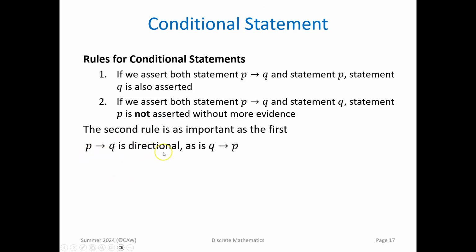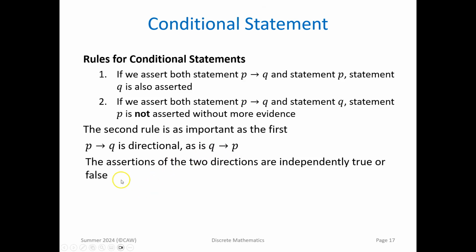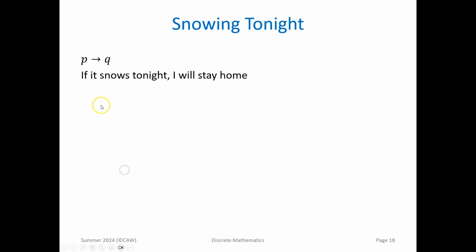P then Q is directional, and so is Q then P. If we turn it around, there should be the possibility for a difference in interpretation. The assertions of the two directions should be independently true or false. They should not dictate to each other. Let's look at some examples.